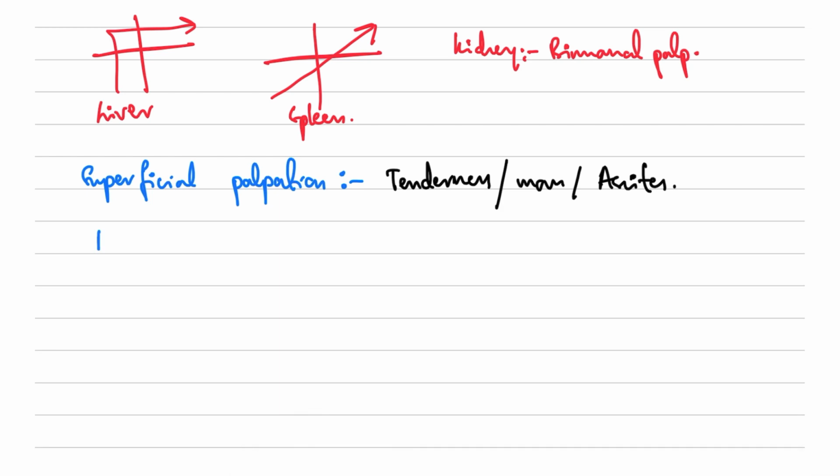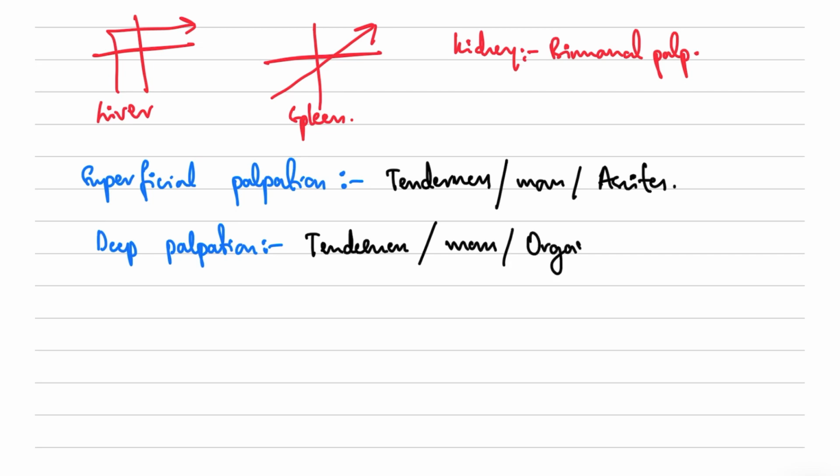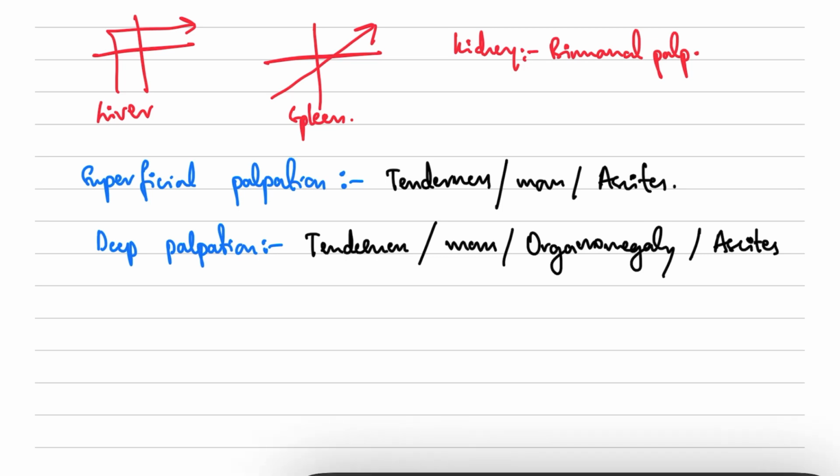In the deep palpation, you are going to look for, again, tenderness, if there is any mass, organomegaly, that is hepatomegaly or splenomegaly. Also look for ascites. Okay, this is about the superficial and deep palpation.